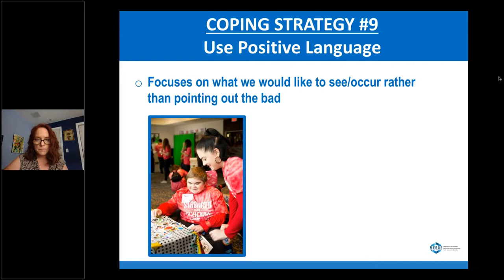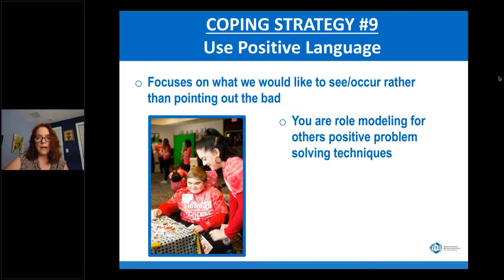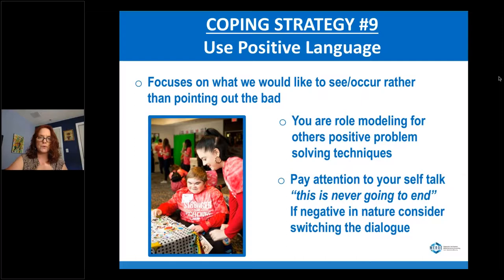You're role modeling positive problem-solving techniques for others as well. And when you use positive language, you'll see your body language changes a little too. If you're getting upset about what is occurring that shouldn't be, rather than spelling out what should be done, like, let's get ready and dressed for the day, as opposed to, stop playing that, I told you to get off the video games, you're already in a mode that sets you up to feel anxious. So we want to focus on what we'd like to see.